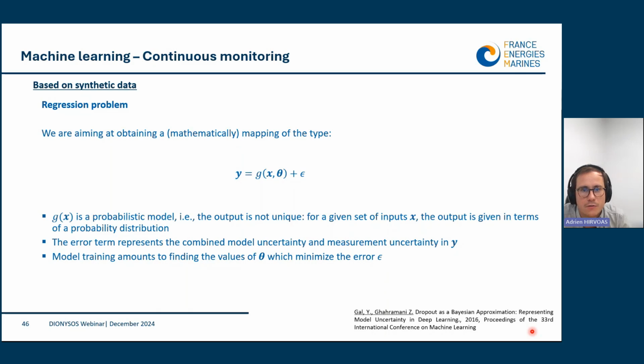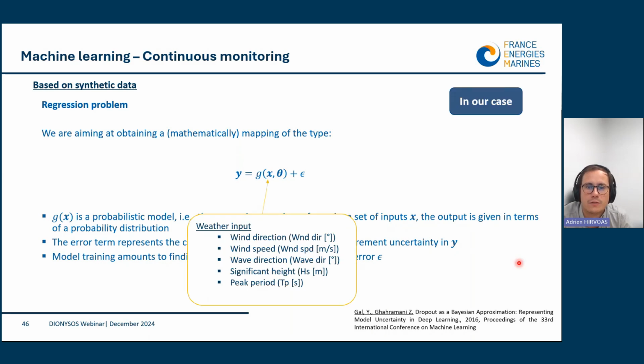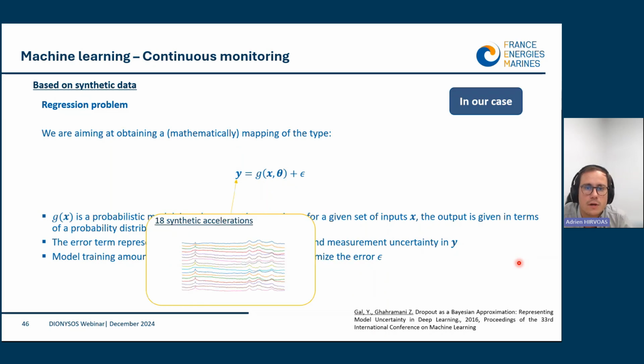So the idea of our work was to find a formulation that will link the weather input, so the different wind direction, wind speed, and wave direction, for example, to the acceleration. So the acceleration obtained through our numerical model in the spectral domain.